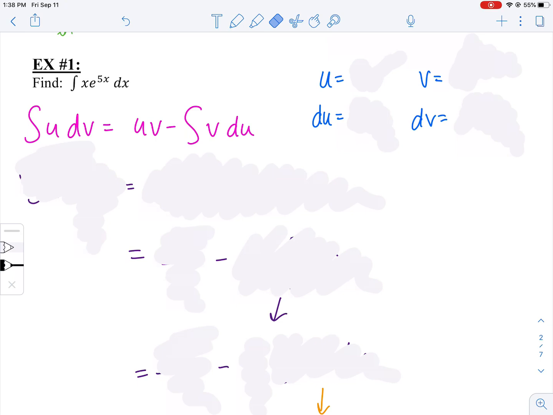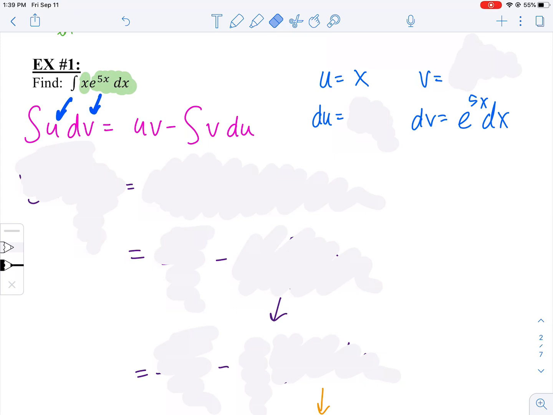So then I'm going to look for some algebraic expressions, right? And so I noticed that there was an x in my problem. That's an algebraic expression. That's some sort of a polynomial. So I'm going to use x as my u. That means the rest of my problem is going to be my dv. Remember, it's u times dv. So I'm going to call u x, and I'm going to call dv my e to the 5x dx.